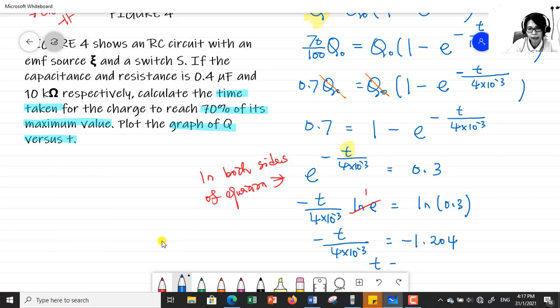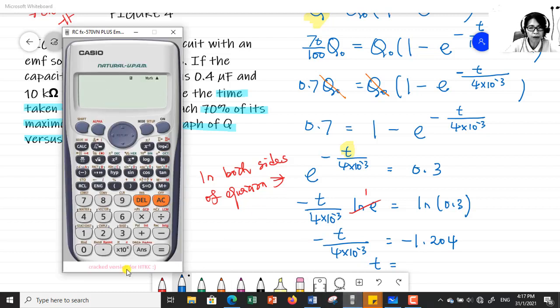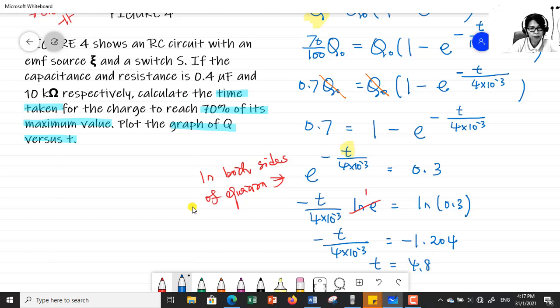So I can determine my time. You might pause the video to calculate the value. 1.204 times 4 times 10 to the power of negative 3. So I get the time is 4.82 times 10 to the power of negative 3 seconds. So this will be my answer.